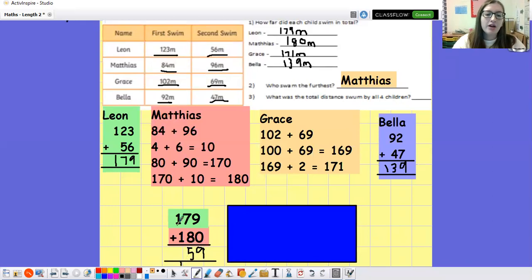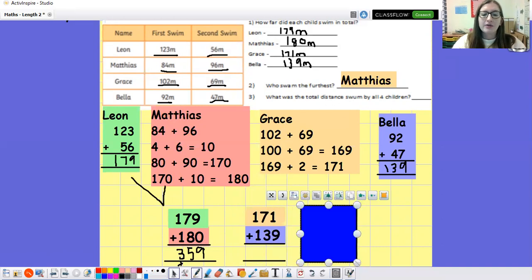And then 100 add 100 is 200, add another one is 300. So I've worked out what those two are. I'm then going to work out what Grace's and Bella's was.